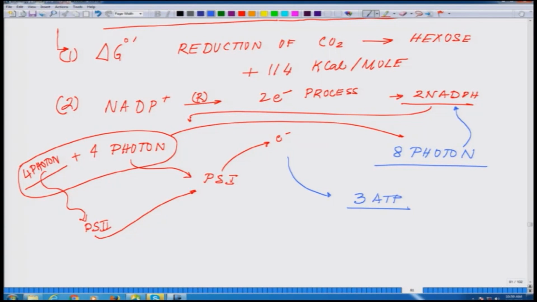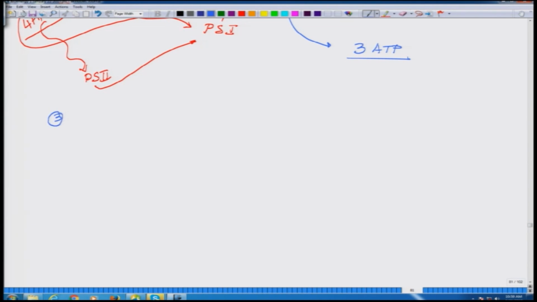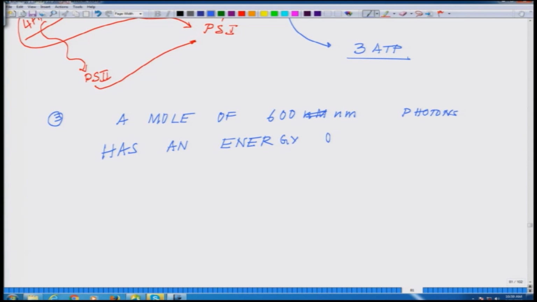And the third and final aspect is that a mole of 600 nanometer photons has an energy content of 47.6 kilocalorie. So remember this part: a mole of 600 nanometer photons has an energy of 47.6 kilocalorie.